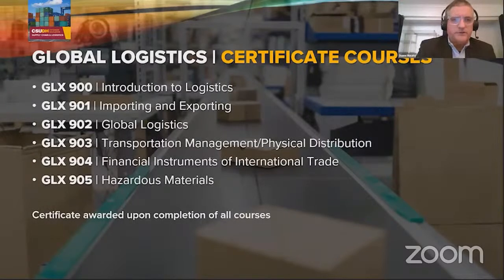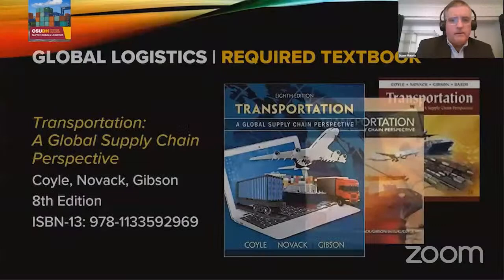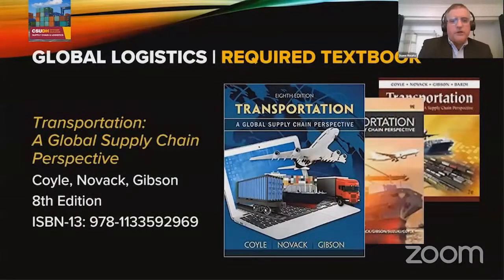We review how to identify hazardous materials, fill out the hazardous paperwork, which is required by the Department of Commerce, and go over safety protocols and just a general overview of how to deal with hazardous materials and ship them safely. The text is a book called Transportation: A Global Supply Chain Perspective by Coyle, Novack, Gibson, the 8th edition. There is a 7th and a 9th edition. All of these editions are acceptable depending on where you're looking to purchase the books.